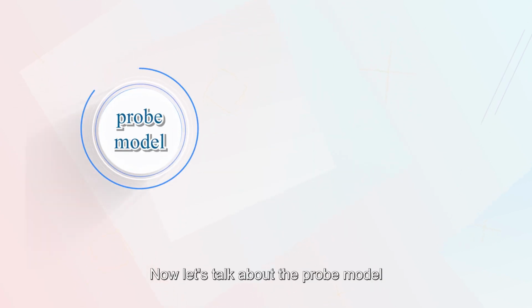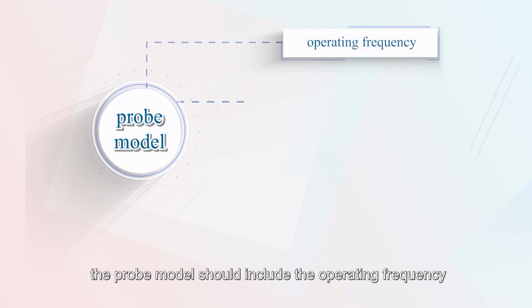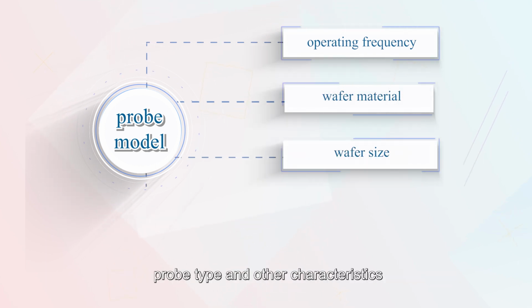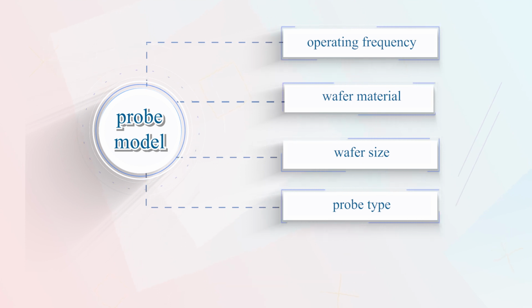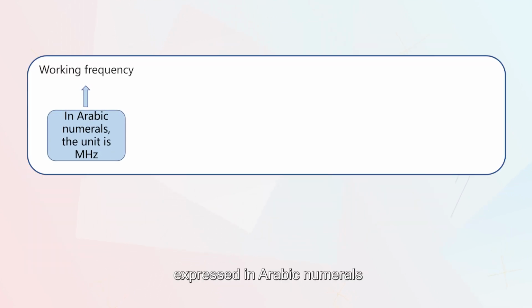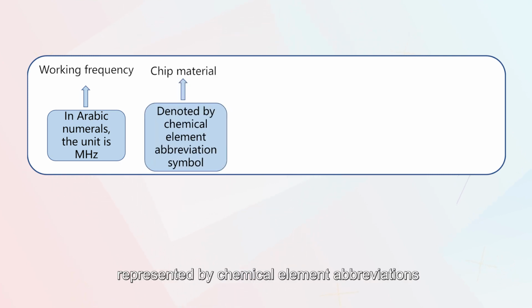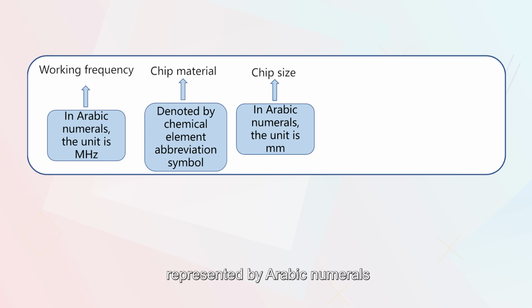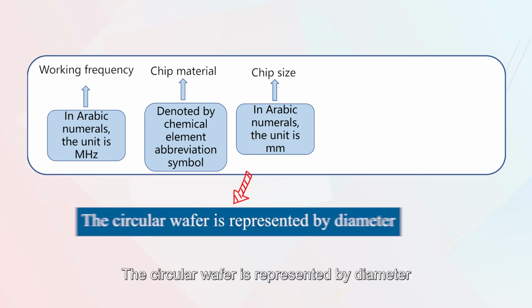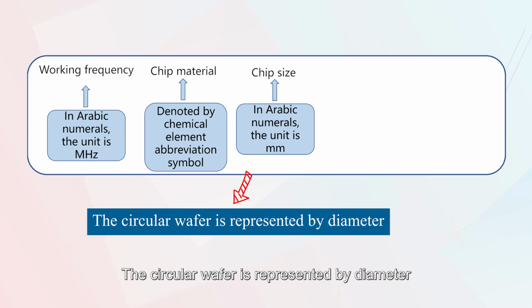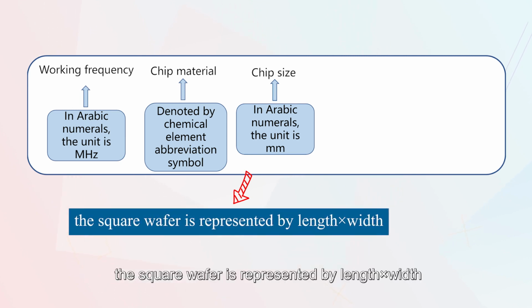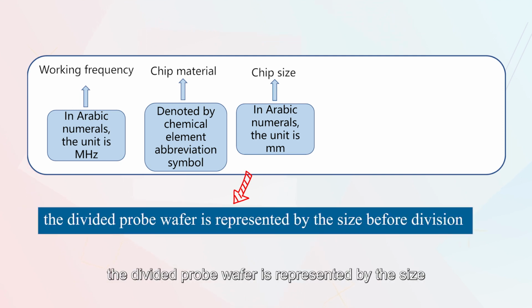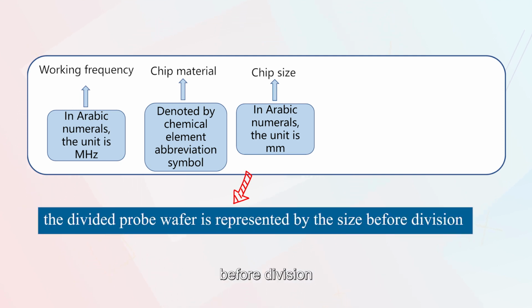Now, let's talk about the probe model. In our country, the probe model should include the operating frequency, wafer material, wafer size, probe type, and other characteristics. Working frequency is expressed in Arabic numerals, in MHz. Wafer material is represented by chemical element abbreviations. Wafer size is represented by Arabic numerals in mm. The circular wafer is represented by diameter. The square wafer is represented by length times width. The divided probe wafer is represented by the size before division.